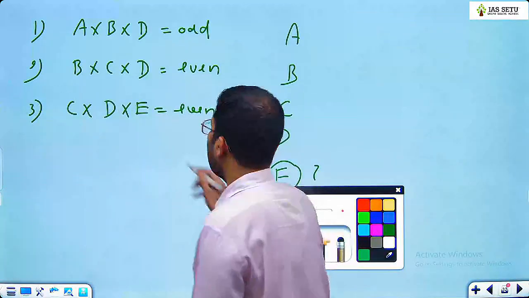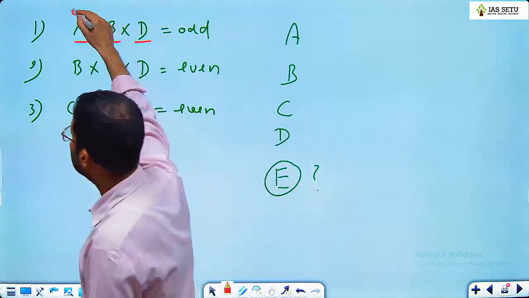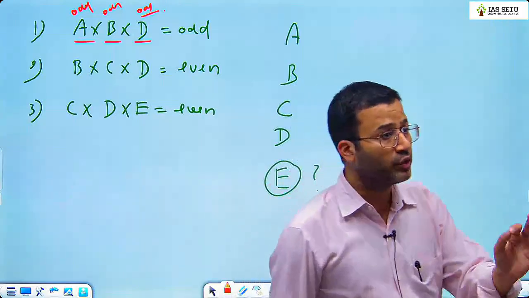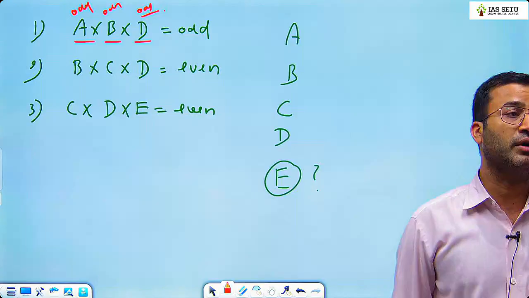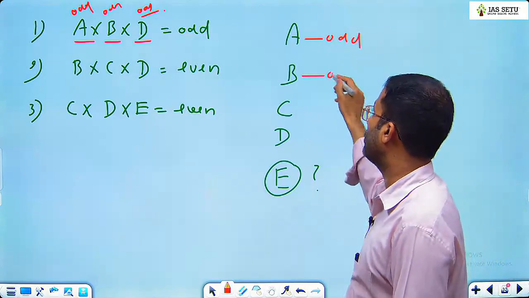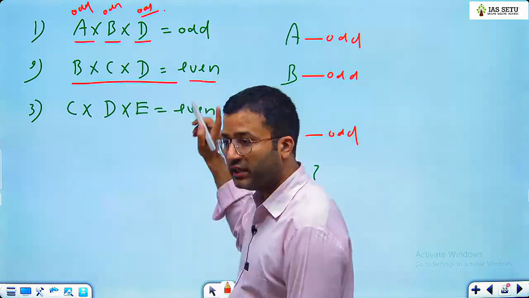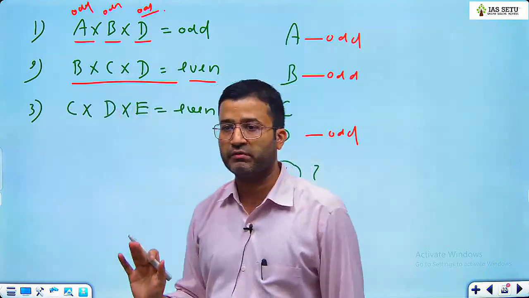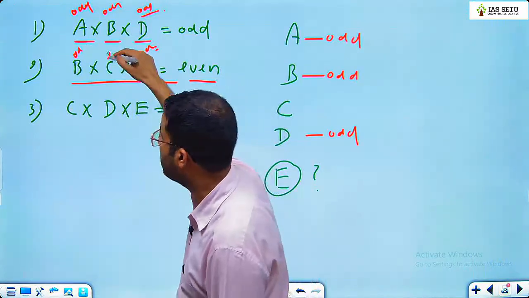A is odd. Why? Because A into B into D is given odd. It concludes that A has to be odd, B has to be odd, D has to be odd. No other possibility, because this is the concept. If your final product is odd, it means the numbers which you have multiplied have to be odd. So A तो odd हो गया, confirm. B is also odd, confirm. D is also odd, confirm. Here, the second concept suggests at least one number has to be even, but we know B is odd, D is odd, बचा क्या? C is even, confirm.